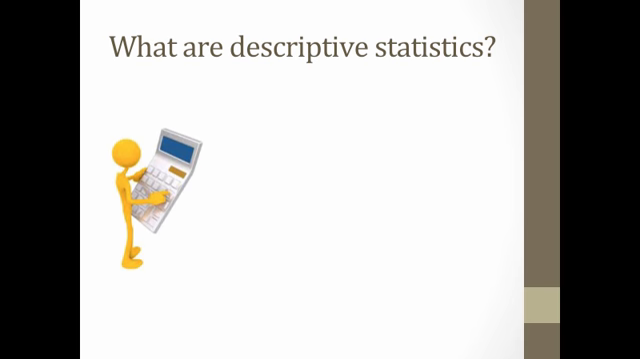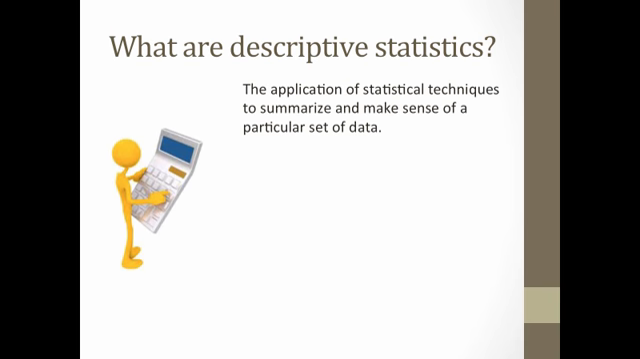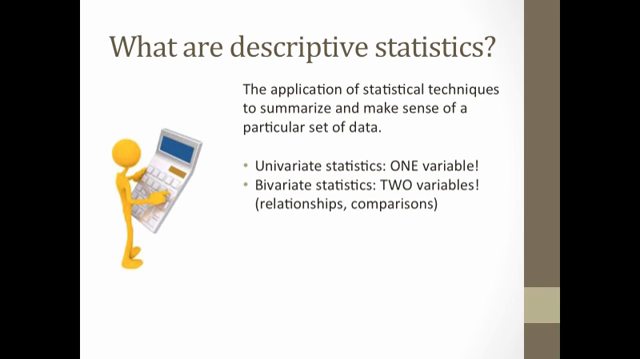So first of all, what are descriptive statistics? Essentially, the book definition would be the application of statistical techniques to summarize and make sense of a particular set of data. These are around quantitative data. There are two kinds of descriptive statistics. Univariate statistics, which we'll talk about first, and as the idea of univariate suggests, univariate statistics describe or summarize just one variable. And then bivariate statistics describe or summarize the relationship between or comparisons between two variables. So those are the two main categories of descriptive statistics, univariate and bivariate.